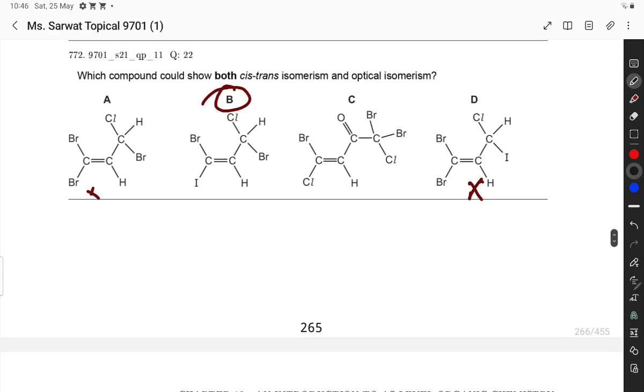Which compound could show both cis-trans isomerism and optical isomerism? B option is correct because this is a chiral carbon. Carbon is surrounded by this group. This is one group, this is another, H and Cl. This is not chiral, correct, because this carbon atom is surrounded by the same two atoms over here.